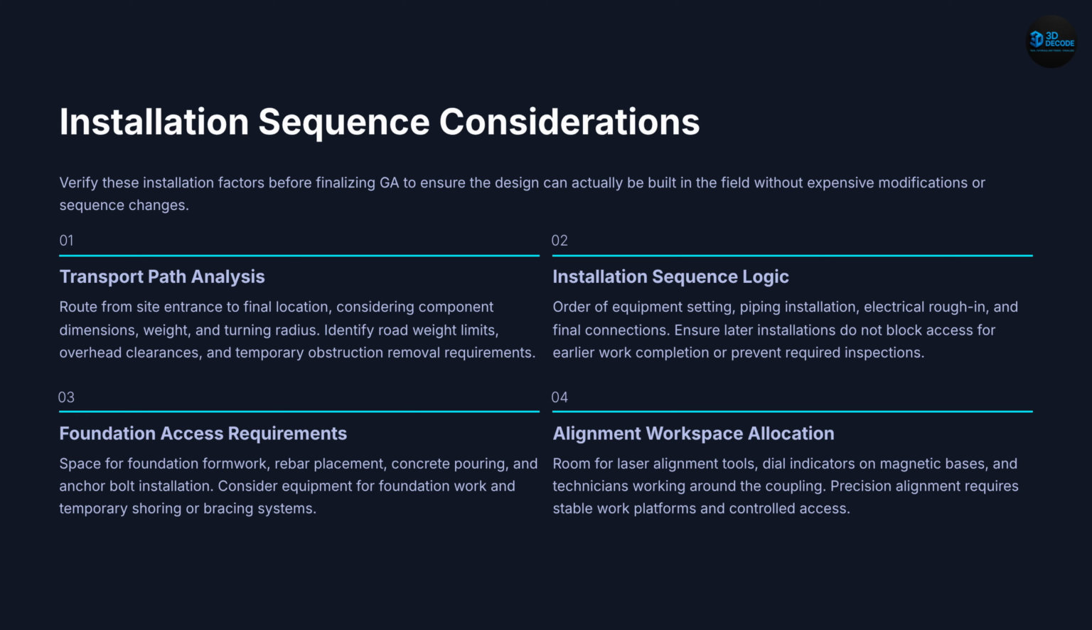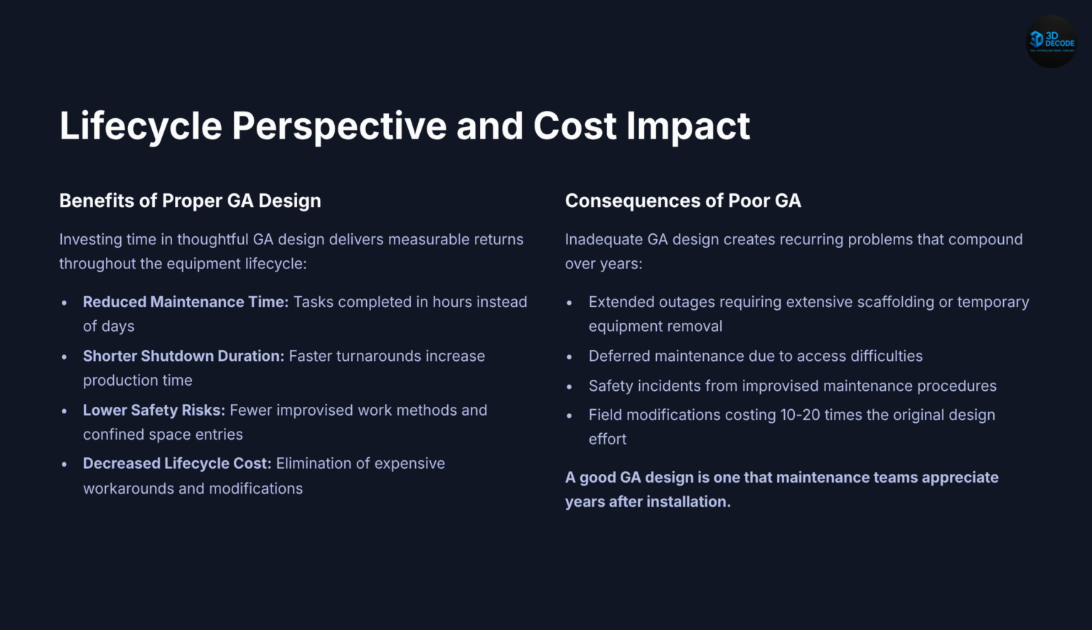Then comes installation logic. Which equipment gets installed first? Can piping block future installation activities? Can electrical work interfere with alignment? And here's another critical point: precision alignment requires workspace, laser tools, dial indicators, technician movement. Alignment is not a small activity. It's a controlled engineering operation. This is why elite engineers think about construction and installation during the design phase itself, because great GA design makes installation feel effortless.